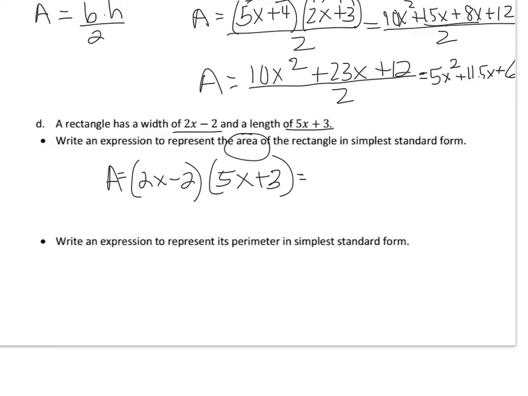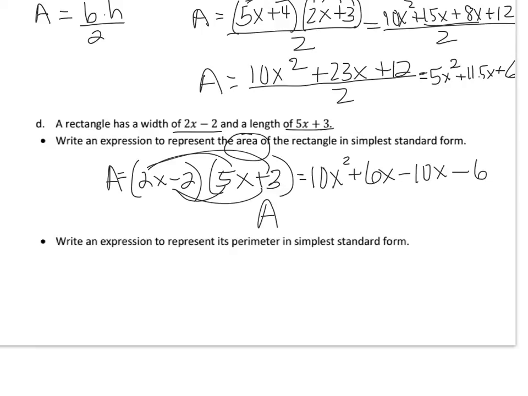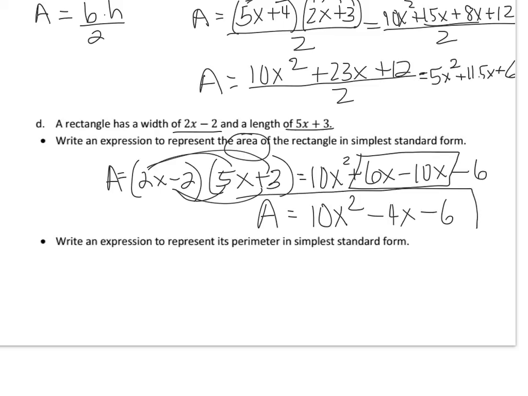So let's double distribute. 2x times 5x is 10x squared. 2x times 3 is 6x. Negative 2 times 5x is negative 10x. And negative 2 times 3 is negative 6. In standard most simplified form, we have 10x squared. We can combine a 6x minus a 10x, which gives us negative 4x, and then minus 6. There's the area in its most simplified form.